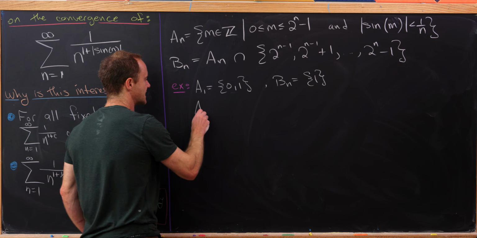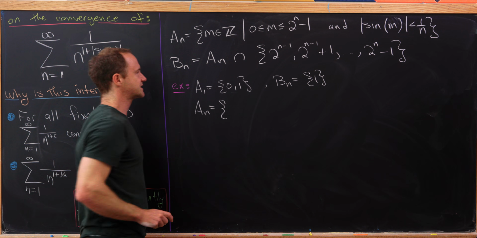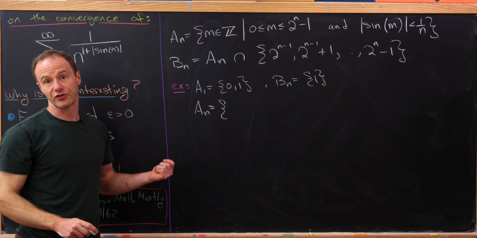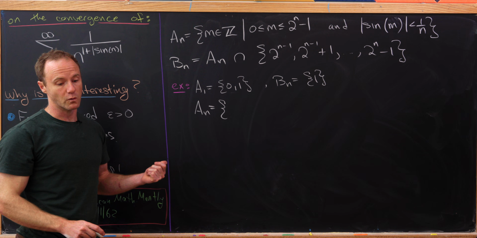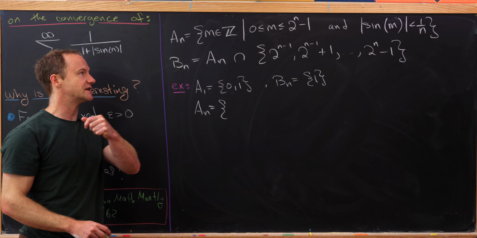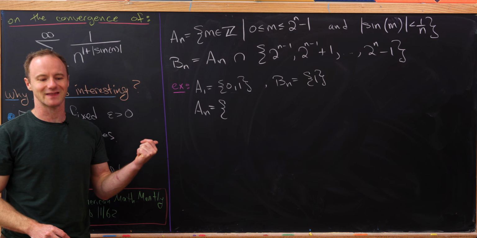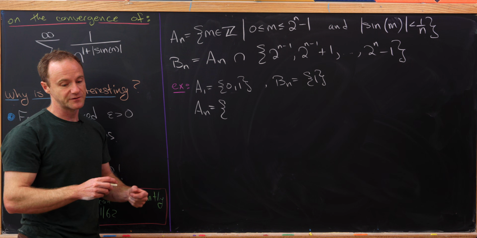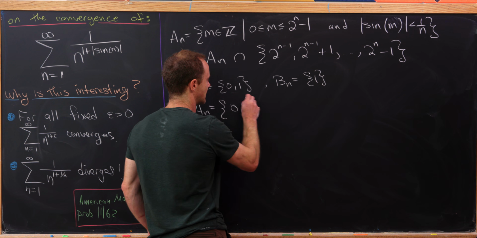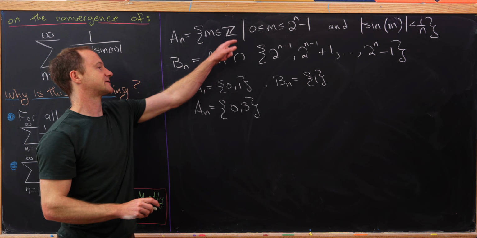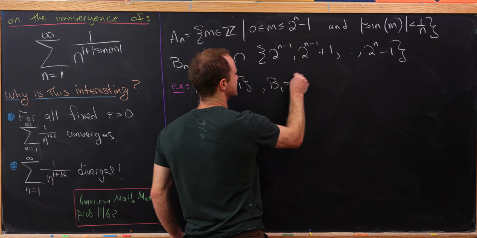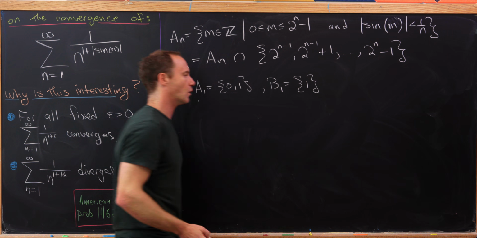Now let's look at A sub 2. Let's start off by noticing that that's all numbers between 0 and 3, so in other words, it's 0, 1, 2, and 3. And then when you plug them into the sine function, you have to get something less than a half. If you look at those, you'll see that you get the number 0 and the number 3. Those are the only things that satisfy those two conditions. And then you look at B sub 1, and you'll see that you just get the singleton 1.